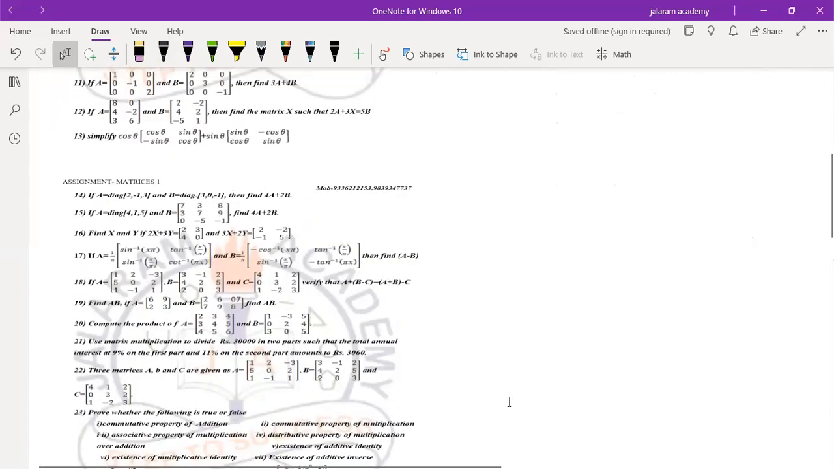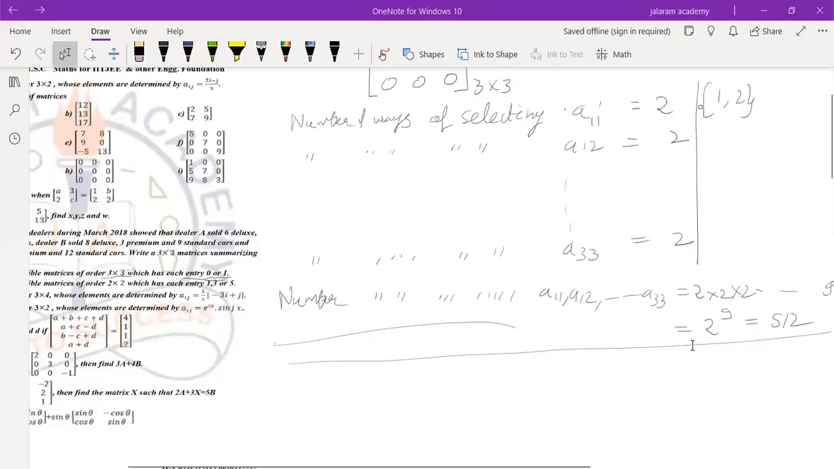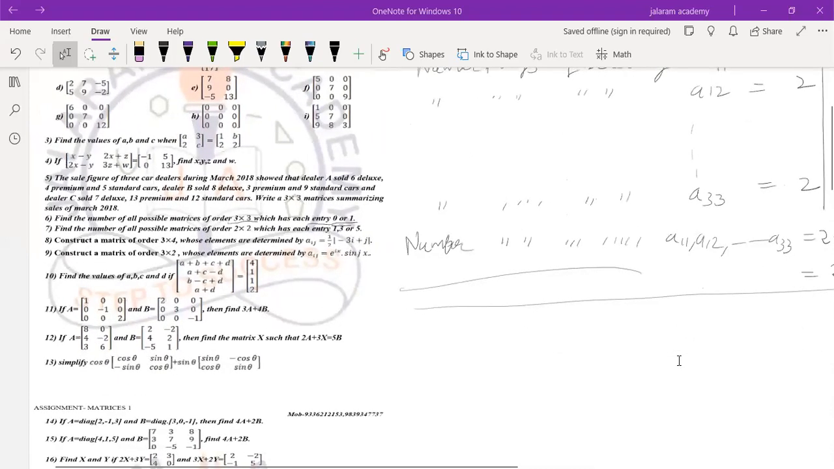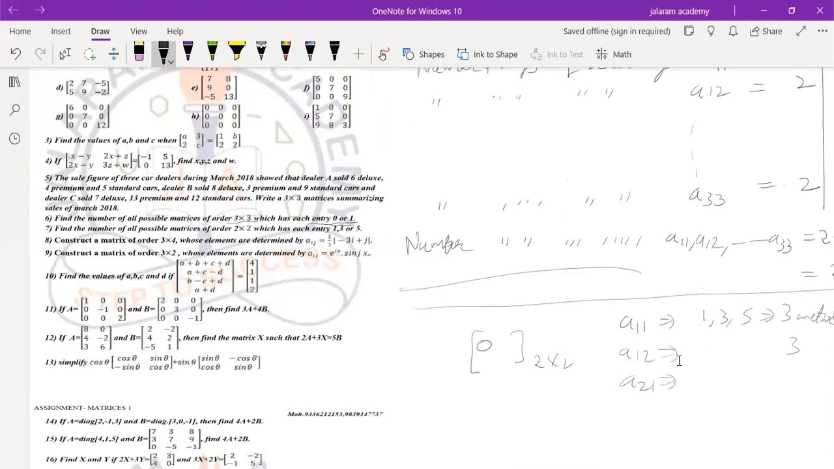Question number 23. Once again, please explain. Number of ways of selecting, question number 7. It is a matrix of order 2 cross 2. So the first place means A11. How many methods are there to complete A11? Total 3 methods. For A12 also 3 methods. For A21, the element of second row, first column, is also 3, and the element of second row, second column 3. So the total number of ways is 3 into 3 into 3 into 3, that is 81. Is that clear to everyone?